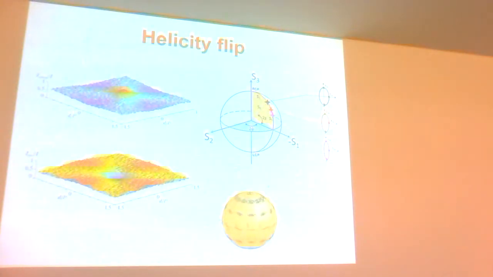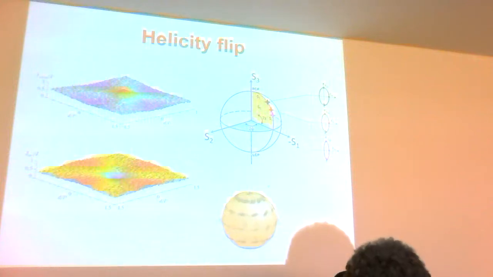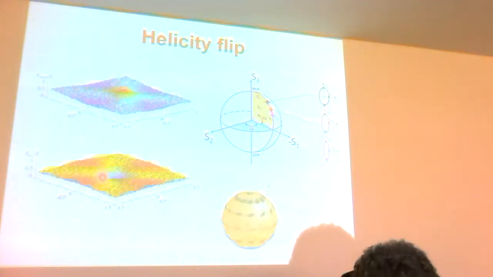So we found the known phenomenon like a helicity flip. Imagine when we illuminate the semi-infinite medium and see the backscattered light, we are able to see here the increase of the cross-polarized light, and here a decrease. So what does it mean?